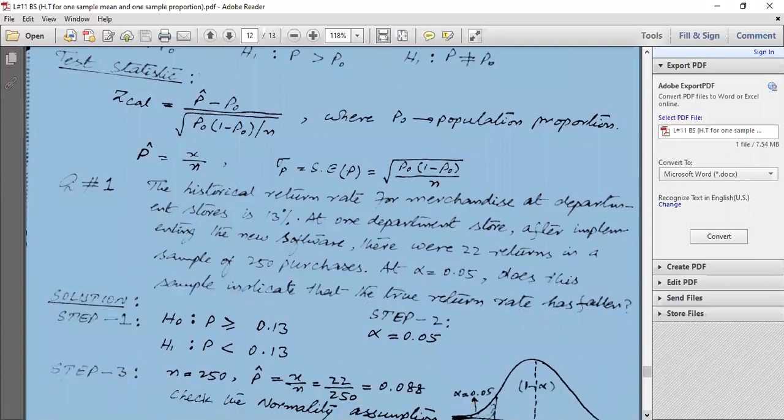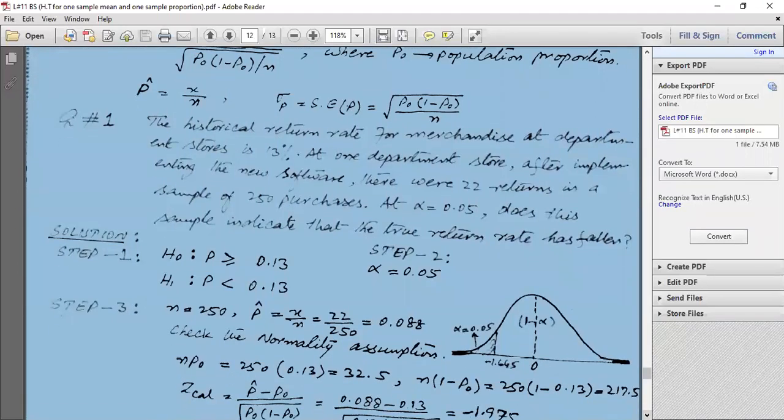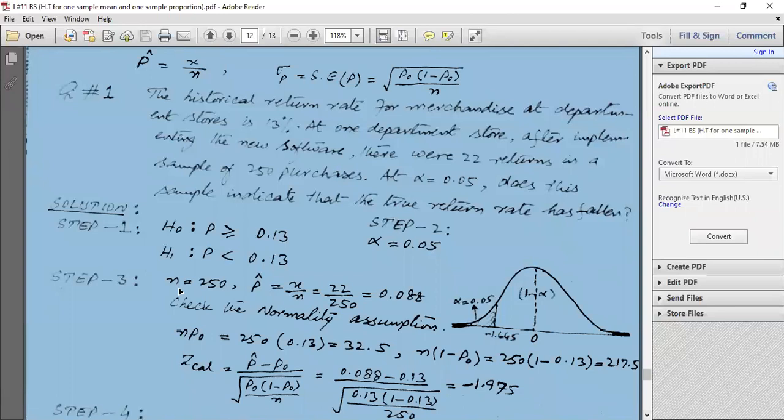Now, the first example we will consider about the population proportion. The historical return rate for merchandise at a departmental store is 13%. At one department store, after implementing the new software, there were 22 returns in a sample of 250 purchases. At alpha equal to this, does this sample indicate that the true return rate has fallen?